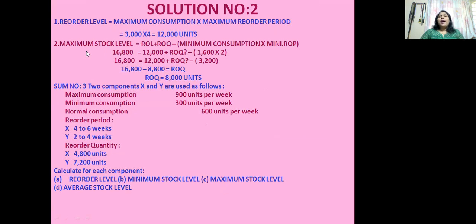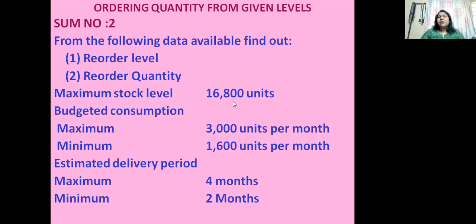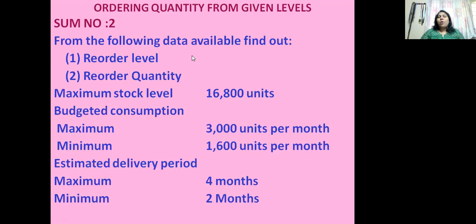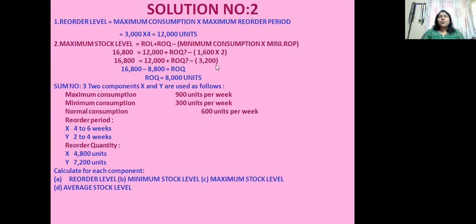Then to calculate the ROQ, I will apply the maximum stock level formula. Why am I applying the maximum stock level formula? Because only in the maximum stock level do we have the term ROQ, and the maximum stock level is given. So the maximum stock level given in this problem is 16,800 units, right? So I will write that answer on my left hand side. Then ROL I calculated 12,000 units plus ROQ is question mark. And what is my minimum consumption? 1,600. What is my minimum reorder period? 2 months. So 1,600 into 2, I'll get 3,200. So 12,000 and then minus 3,200, I'll get 8,800. And then 16,800 minus 8,800.